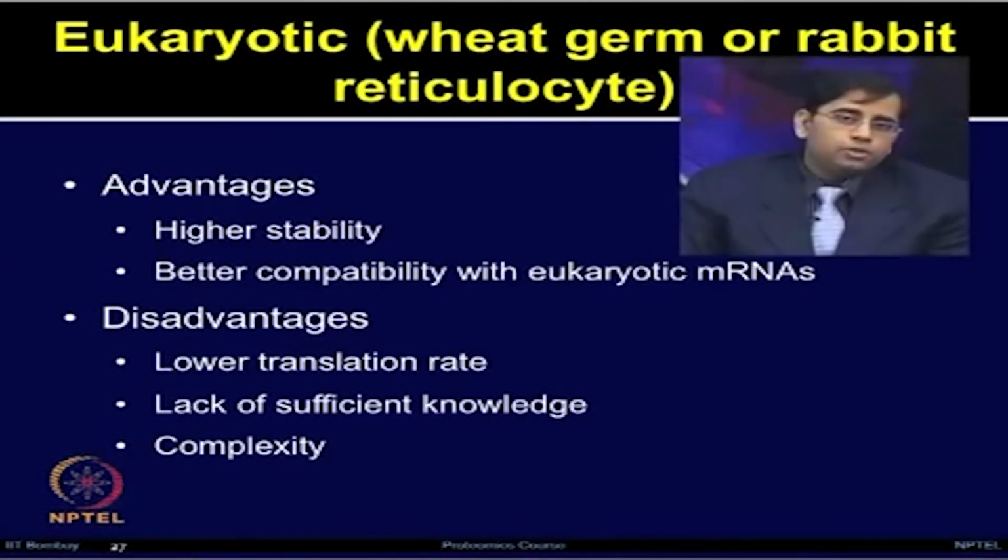So, advantages of these systems include higher stability, so the longer lifetime of the cell-free systems, and better compatibility with the eukaryotic mRNAs and synthesis of eukaryotic proteins. However, there are certain disadvantages such as lower translation rate, lack of sufficient knowledge to construct effective genetic vectors, and the complexity of genetic constructs for the effective protein expression. So, we will discuss the commonly used cell-free expression systems in the following animation.